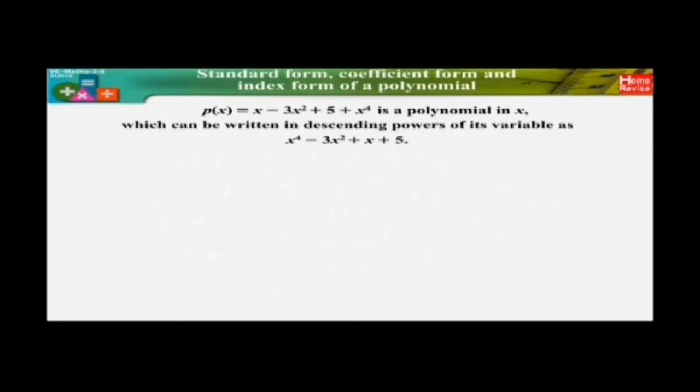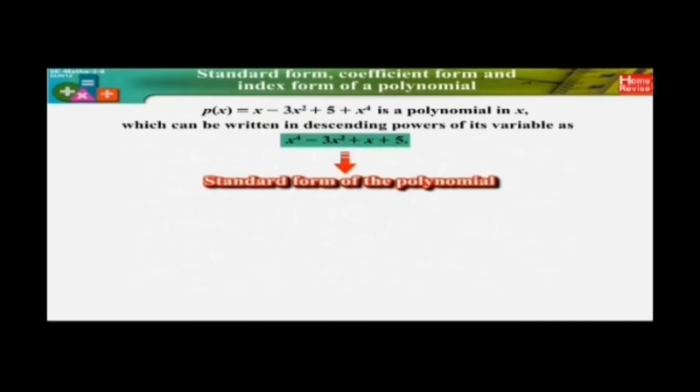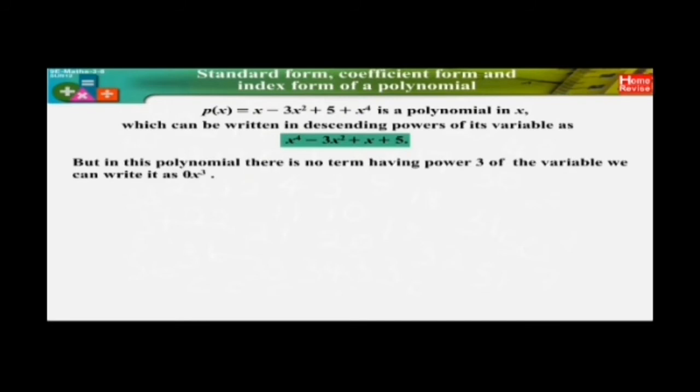Standard form, coefficient form and index form of a polynomial. p(x) is equal to x minus 3x square plus 5 plus x raised to the power 4 is a polynomial in x, which can be written in descending powers of its variable as x raised to the power 4 minus 3x square plus x plus 5. This is the standard form of the polynomial.